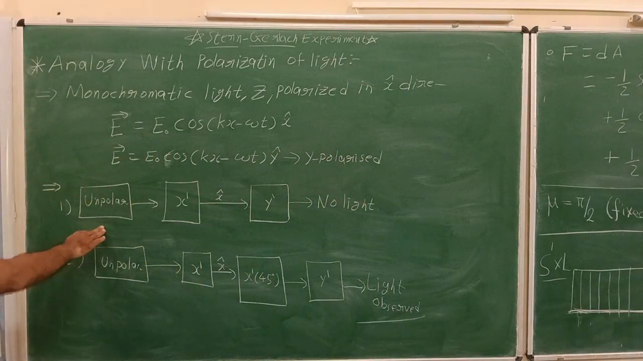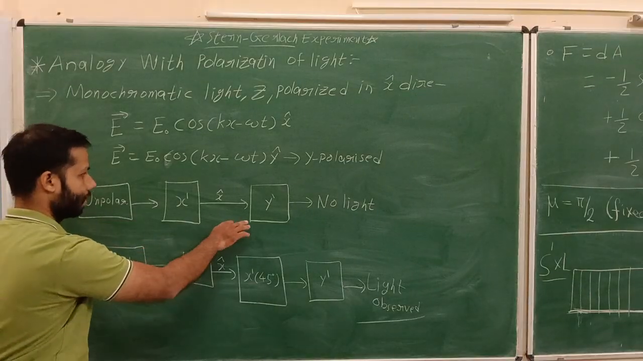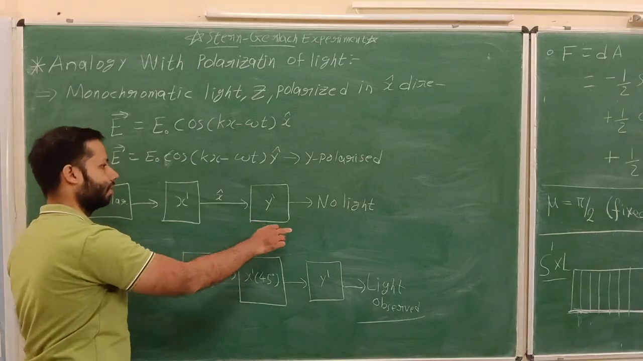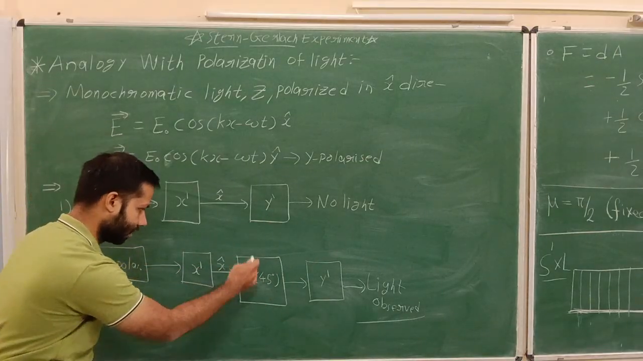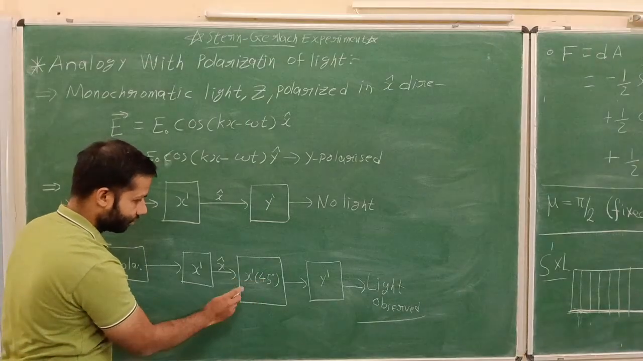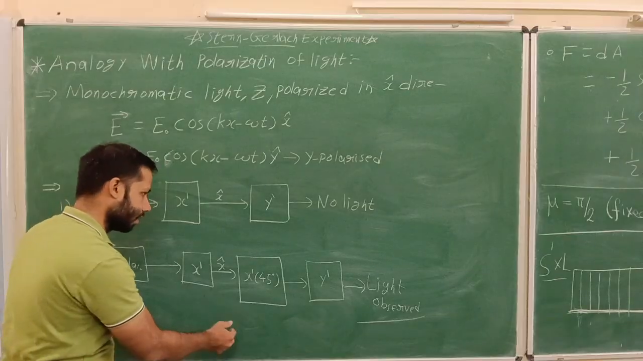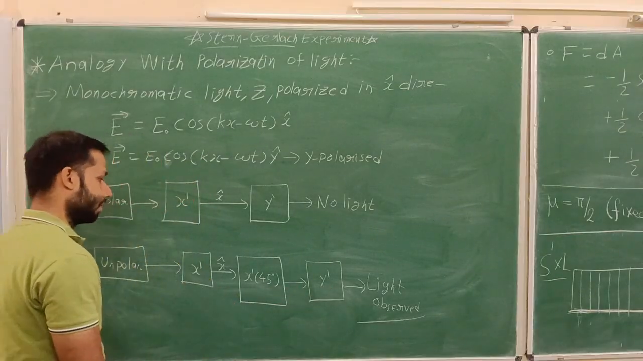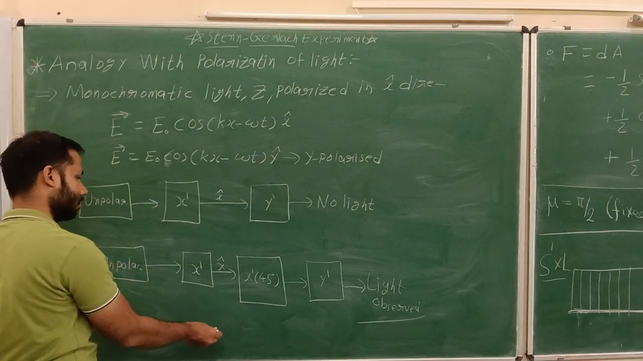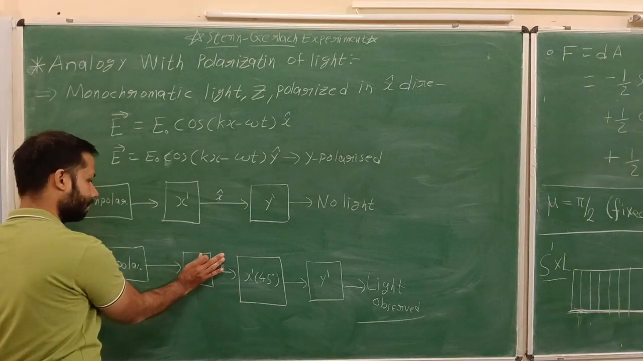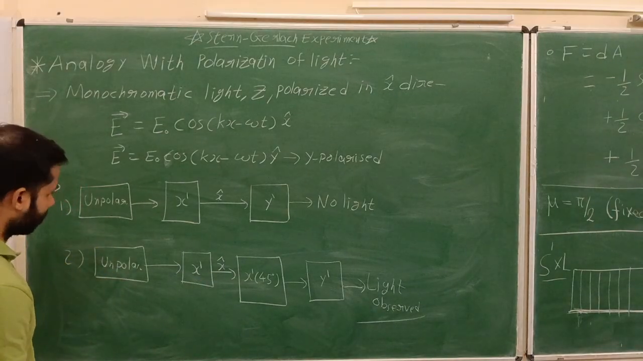So previously, unpolarized light is passed through this filter, and then again through the X prime and Y prime filters. There is no light. But if I put another filter between these filters, rotated by 45 degrees with respect to X, then light was observed. So putting a filter in between like this destroys all the previous information, which is very, very similar to what we have seen in the Stern-Gerlach experiment.